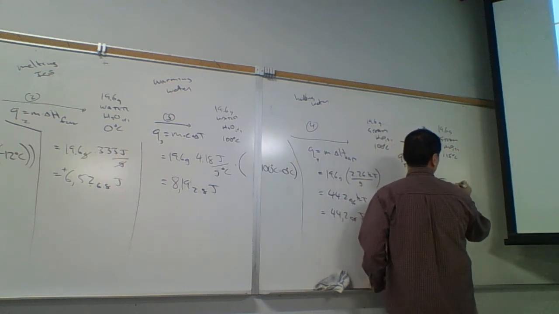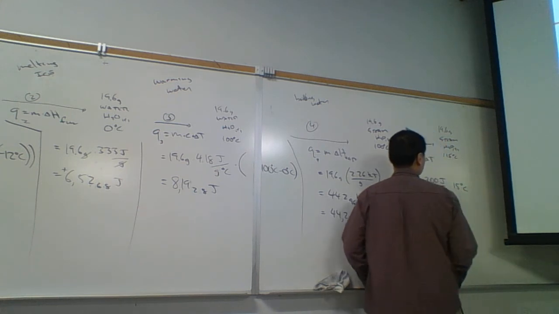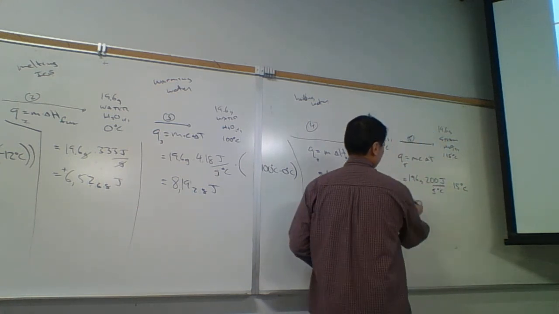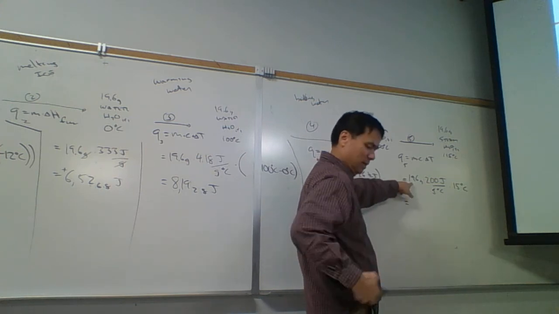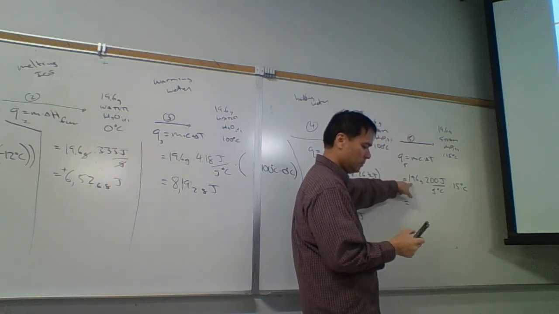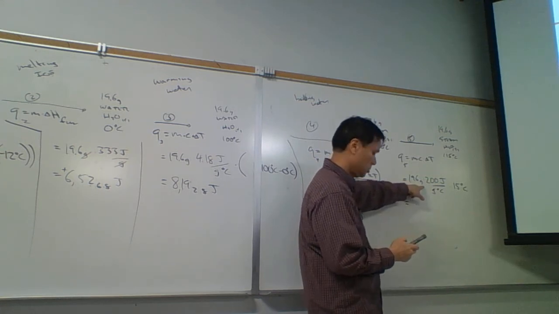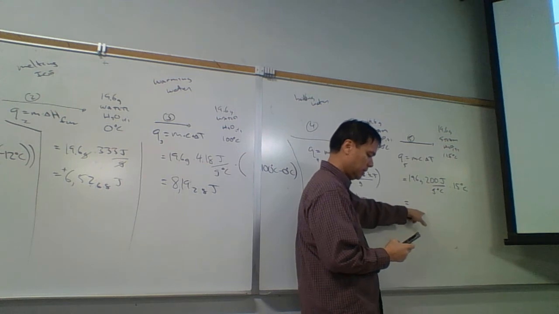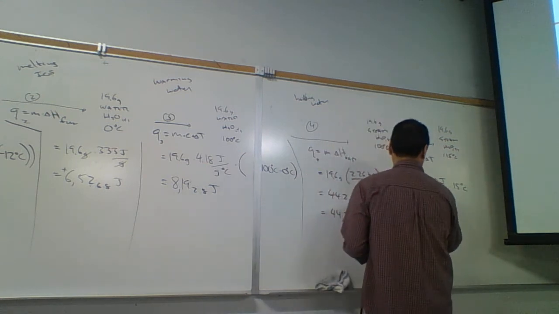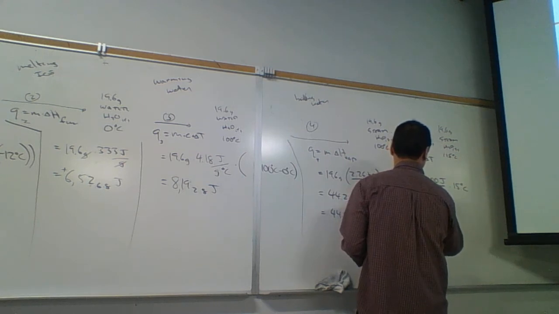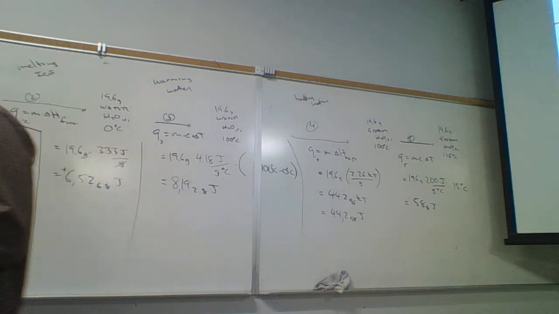So delta T is going to be 15 degrees C. That was the temperature increase, and then just go ahead and calculate 19.6 times 2 times 15. That gives us 588. Only allowed 2 sig figs, so 580 joules.